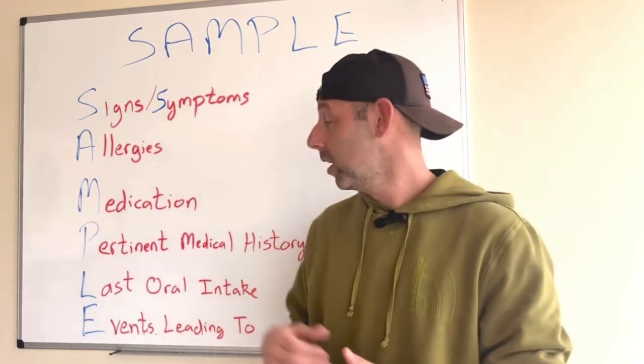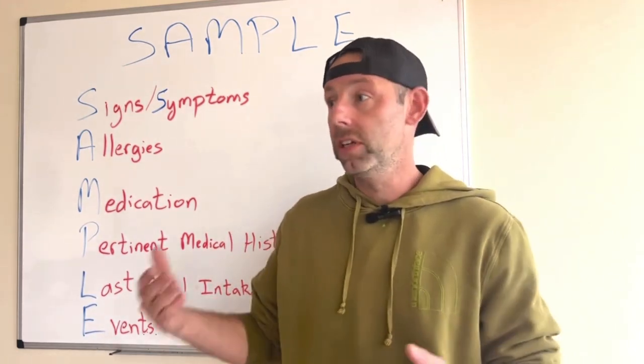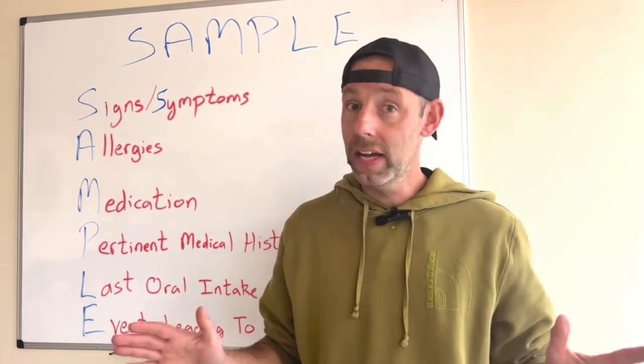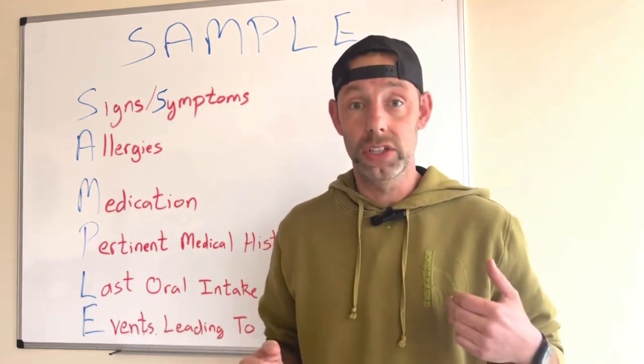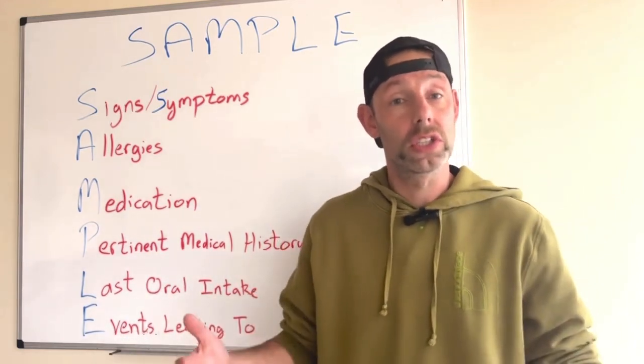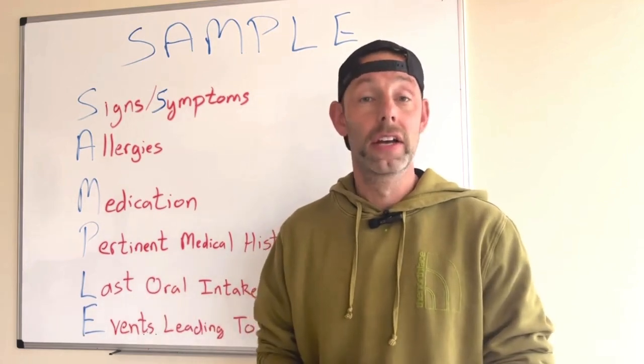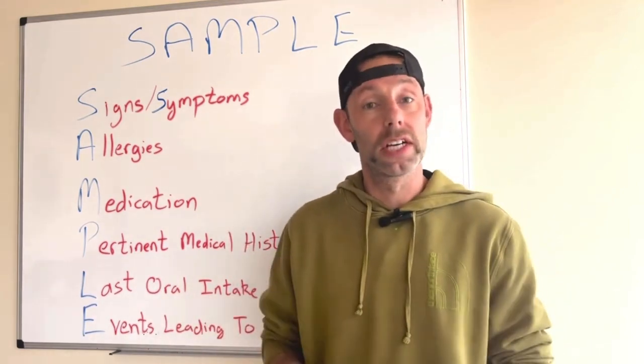And last but not least, our events leading up to. What were you doing when this started? If they're sitting on the couch and they get chest pain, that's a bad sign. If they're running on the treadmill and they get chest pain, maybe this was exercise induced. So knowing what they were doing when it started can give us an index of suspicion to what we think might be going on. So SAMPLE history, part of your medical assessment.